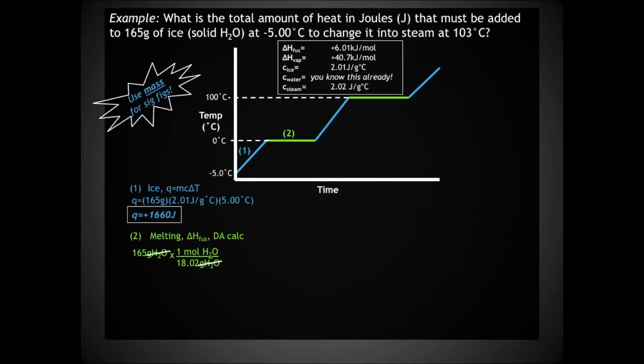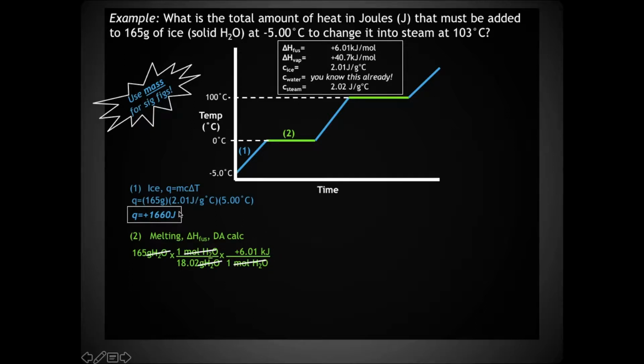All right, so our grams canceled and we now have moles. So we can convert moles to joules using this thing that the question gave us. It takes 6.01 kilojoules per mole. So the moles cancel, and we have kilojoules.